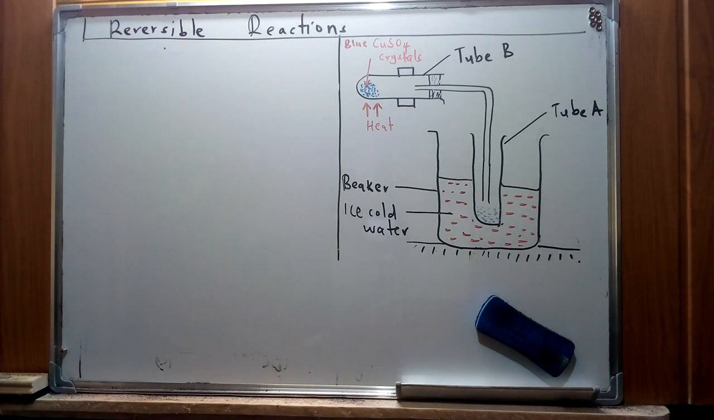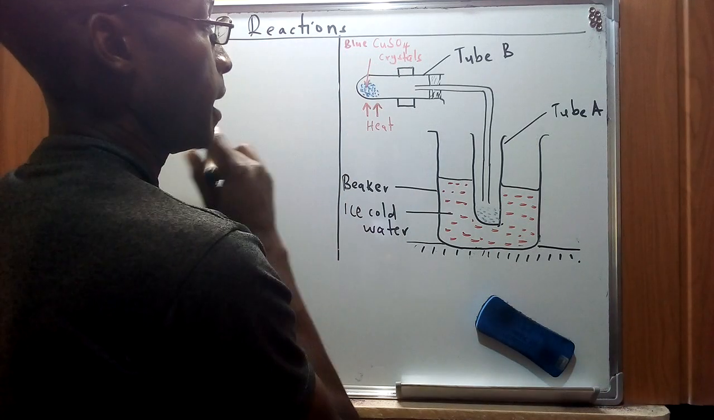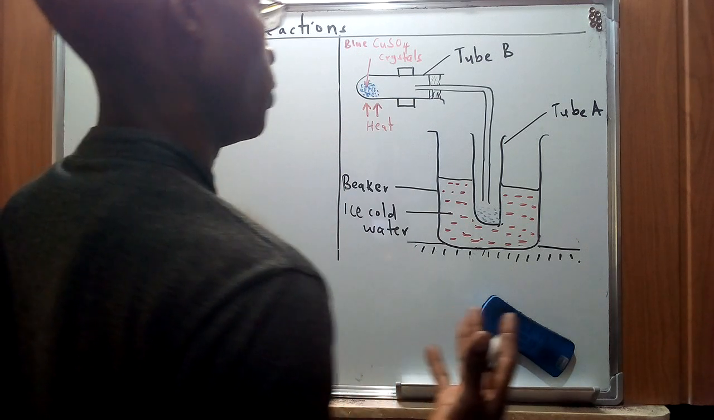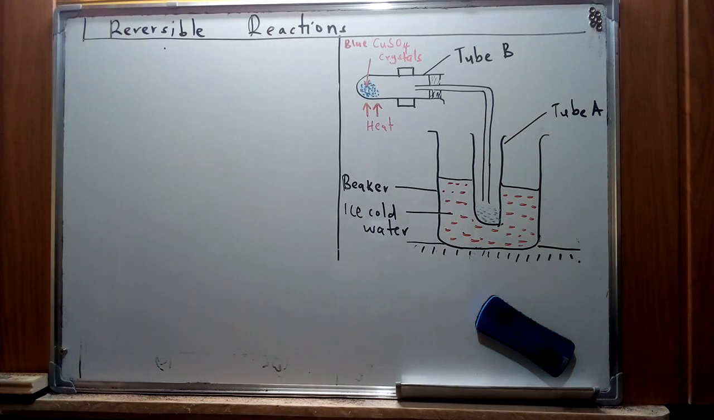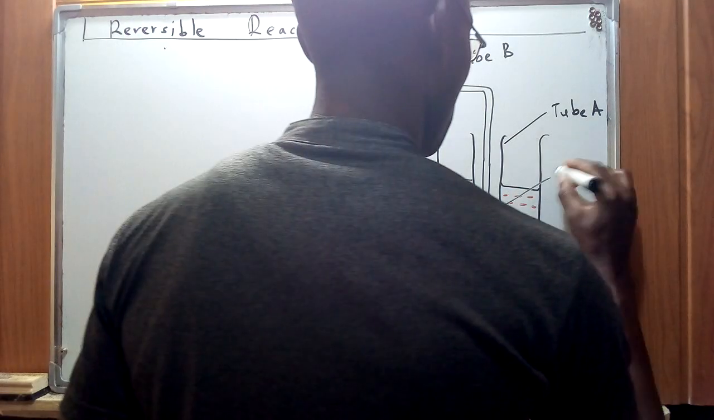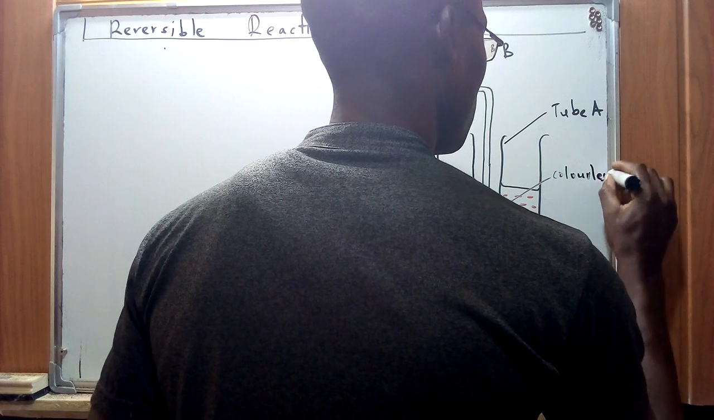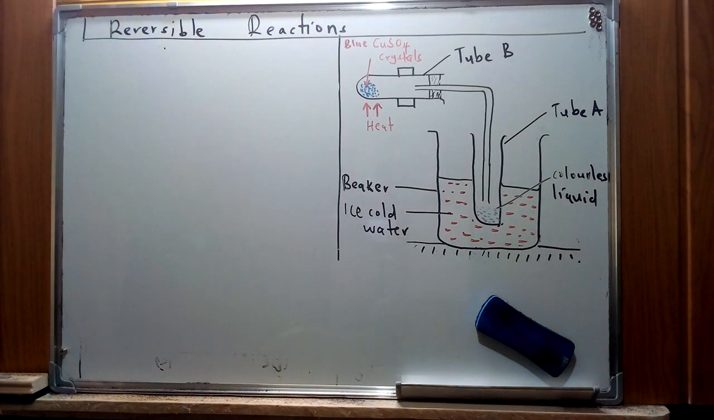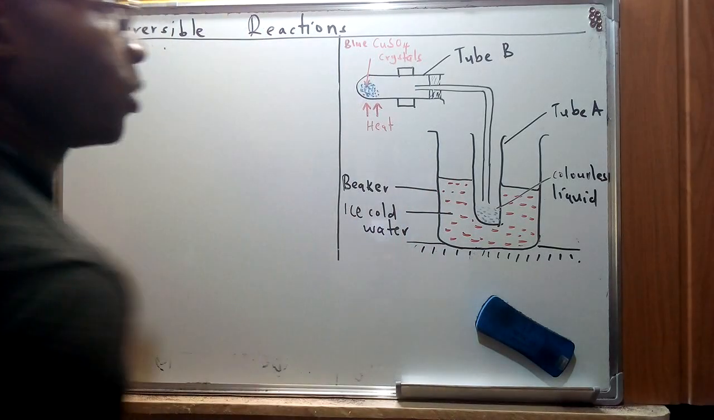Now, after some time in that process of heating, it will be observed that a white powder will be formed, which in essence means that these blue crystals of copper sulfate will be transformed into a white powder, and there will be a formation of a colorless liquid in this test tube A. So that implies that the substance inside that test tube undergoes some change, and the change entails the removal of water of crystallization.